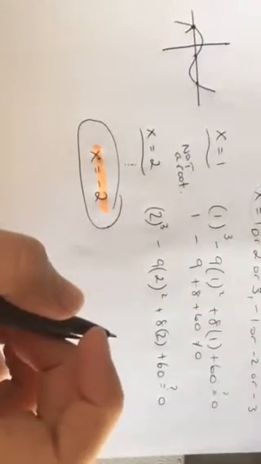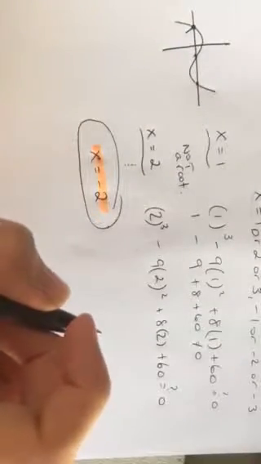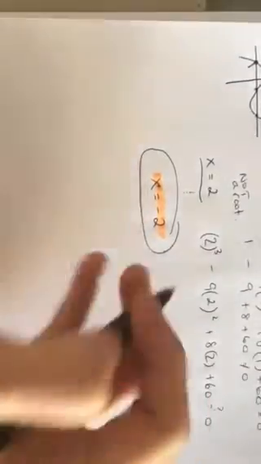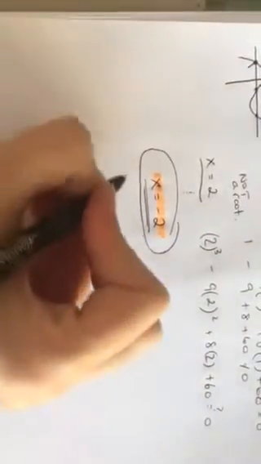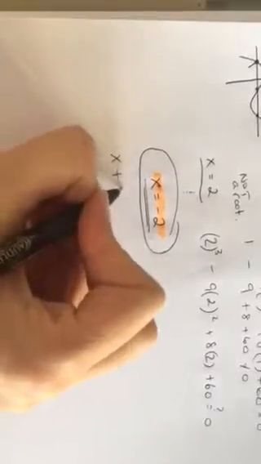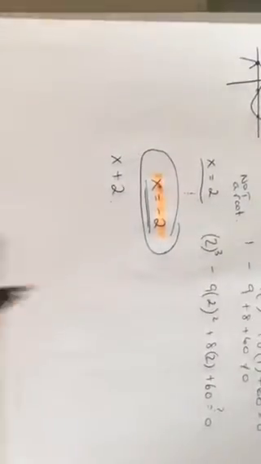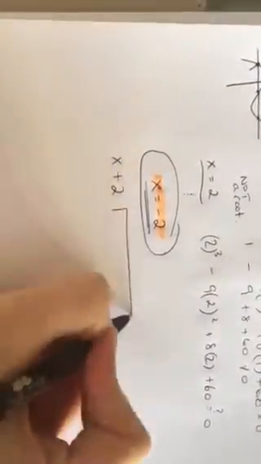you could stop the video now if you think you might have an idea of where to go from here and just fast forward to the end. If I have a root, then I automatically have a factor. What can I do with that factor? I can do some long division.